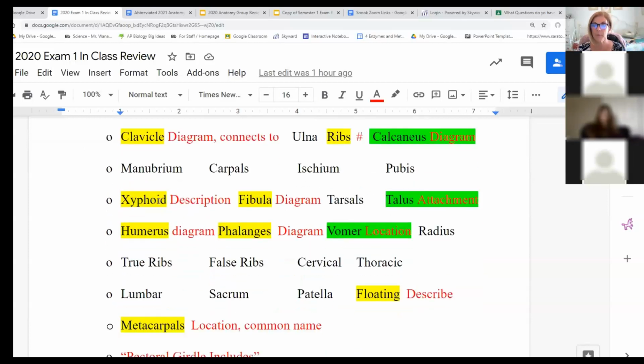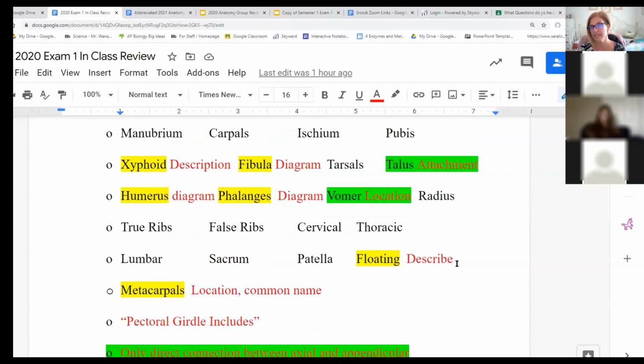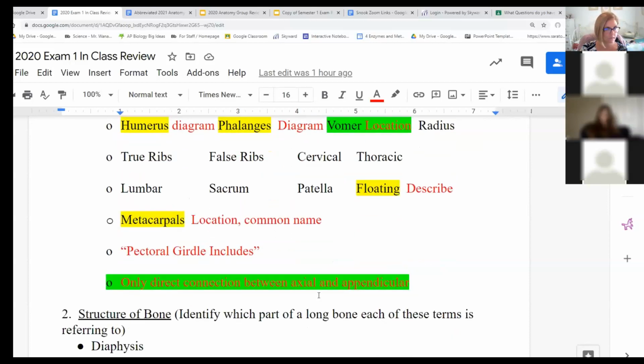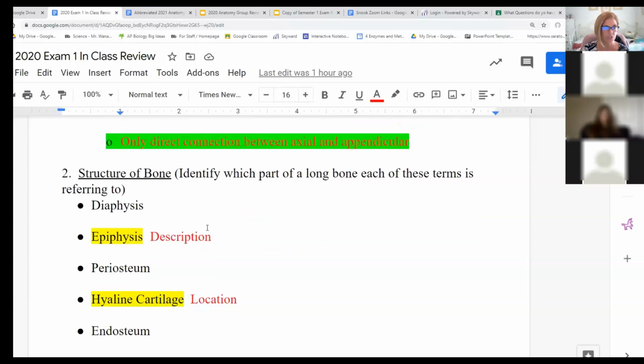Description means you're going to see it in a multiple choice question, not a labeling question. So the lowest portion, or most inferior portion, of the sternum is the xiphoid. And then floating description, so rather than diagramming, this would be like they have no anterior connection. Metacarpals, also know that it's the palm of your hand. Pectoral girdle includes, you guys all had that, scapula and clavicle. I cut off that question.